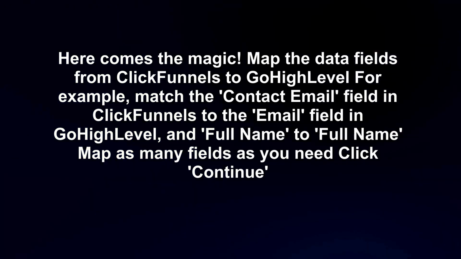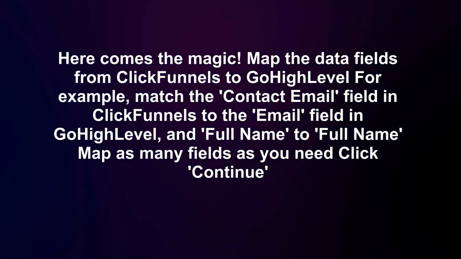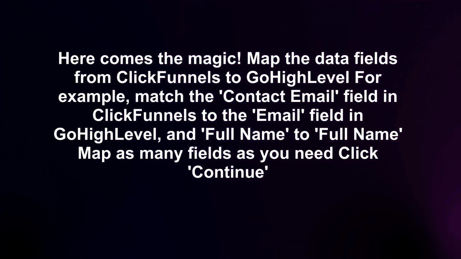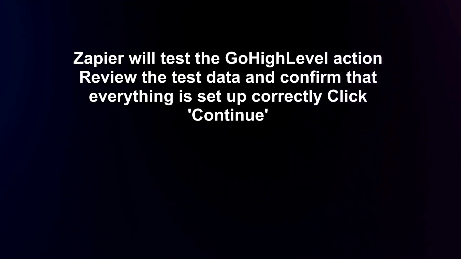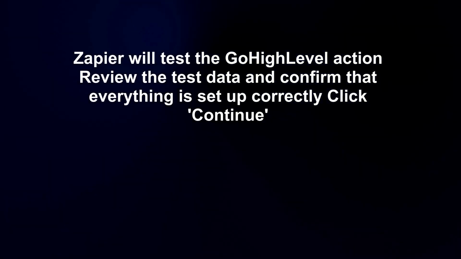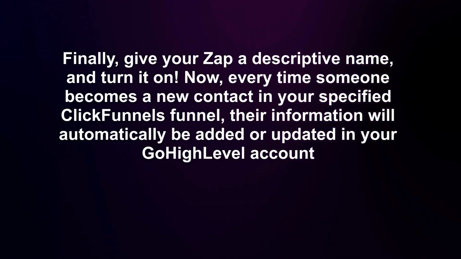For example, match the contact email field in ClickFunnels to the email field in GoHighLevel, and full name to full name. Map as many fields as you need. Click Continue. Zapier will test the GoHighLevel action, review the test data, and confirm that everything is set up correctly. Click Continue. Finally, give your Zap a descriptive name and turn it on.